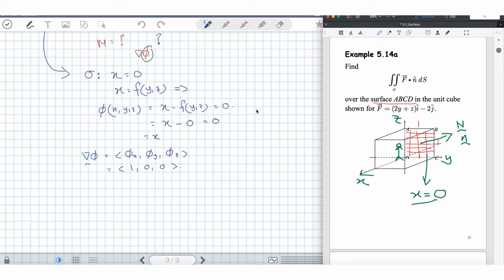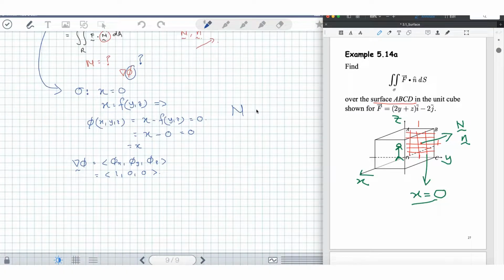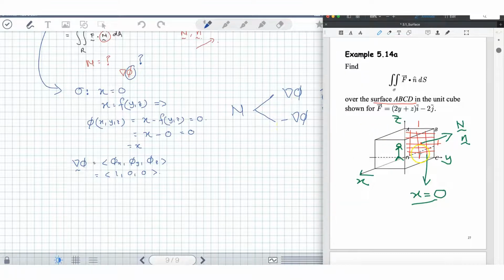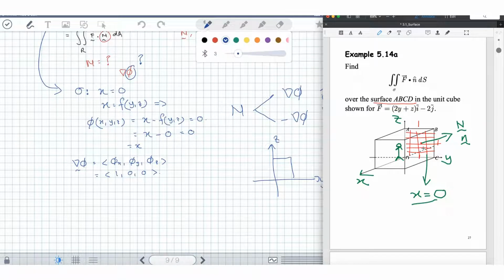But remember I mentioned before, from the gradient phi, it can be positive gradient phi or negative gradient phi. So then you have to decide which is which. How can you determine the correct one, whether positive or negative gradient phi? You have to look at the sketch, and in this case the sketch is given, so you can see this one as your region, where your region lies on the zy plane, and it should be matched with this one.